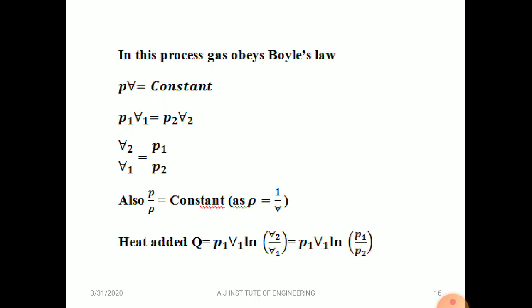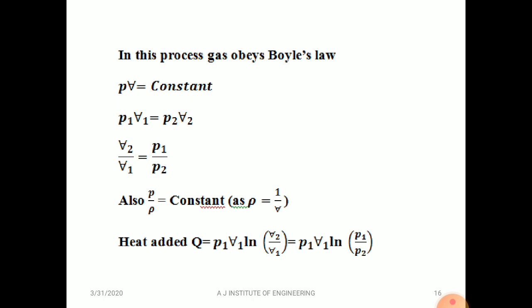And in this process the gas obeys Boyle's law, that is given by PV equal to constant, or P is inversely proportional to V, or P proportional to 1 by V. Using that expression, you can write for state 1 and state 2, P1 V1 equal to P2 V2. Upon rearrangement, we get V2 by V1 equal to P1 by P2.